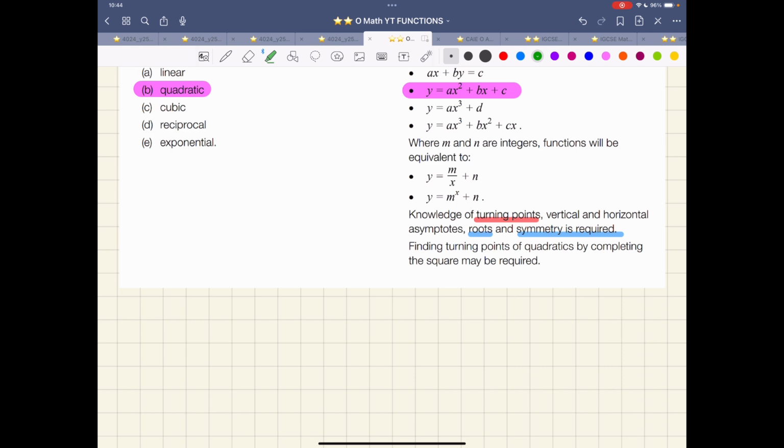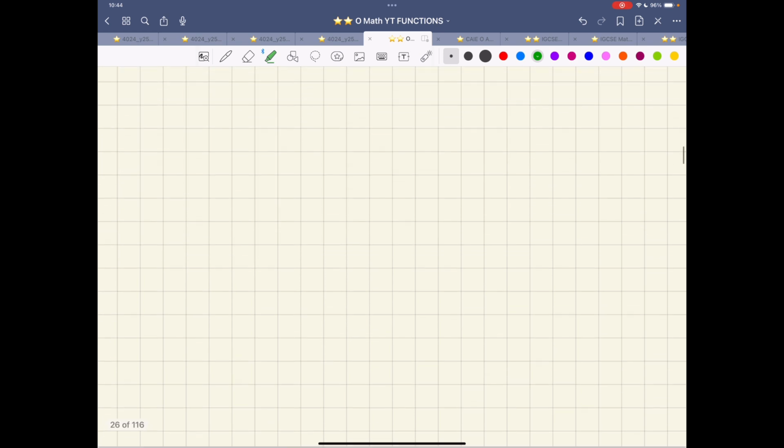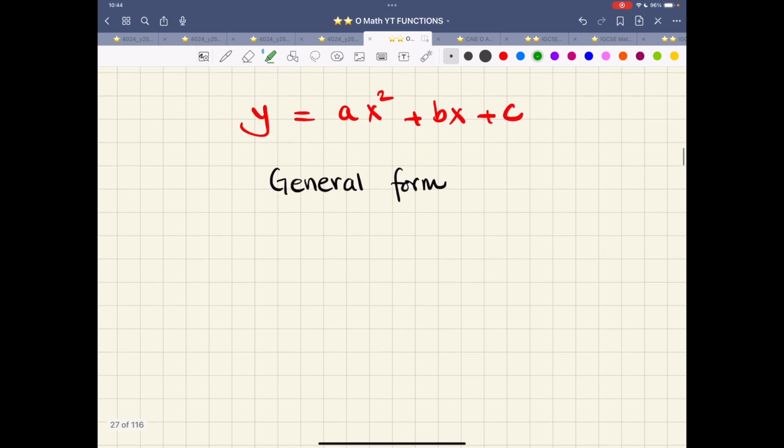And we have earlier talked about finding the turning point of quadratics by the completing the square method, which may be required. So that thing is already done, but we will use this particular format over here. Now, first of all, the general form of the quadratic equation: y is equal to ax squared plus bx plus c. There is an x squared term, there is an x term, there is a constant term.